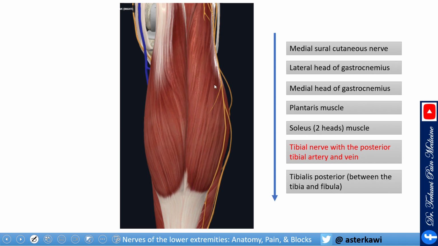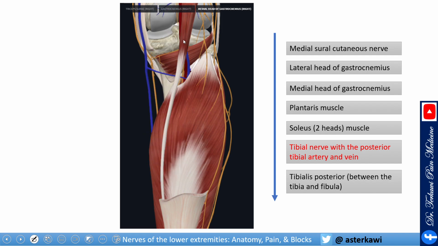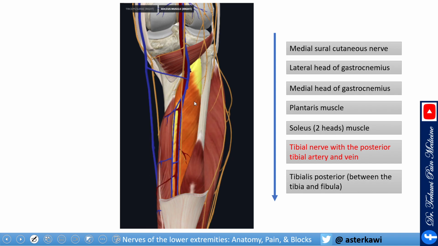This is a superficial nerve. I removed it. Here you have the lateral head of gastrocnemius. I remove it. Then the medial head. I remove it. Then you have the plantaris muscle. I also remove it. Then you see the soleus muscle with the two heads, fibular and tibial. If you remove that, then you see the tibial nerve with the posterior tibial artery and vein running together as an important landmark above the tibialis posterior, which I highlighted, which is a muscle between the tibia and fibula.